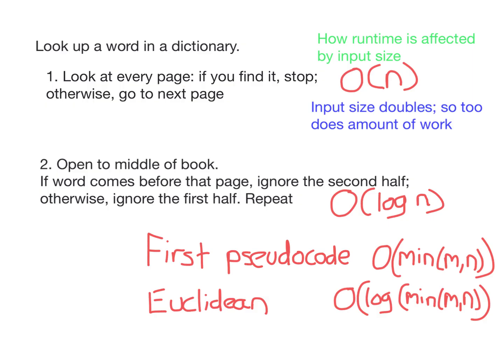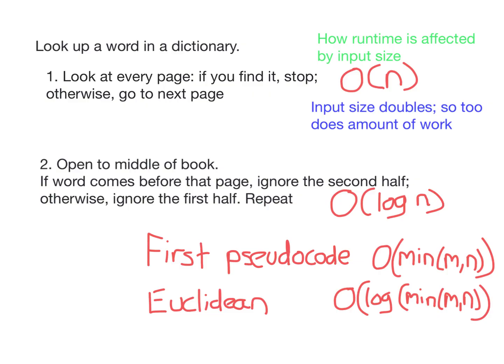You could look at every page. If you find it, stop. Otherwise, go to the next page. Or you could open up to the middle of the book. If the word comes before that page, ignore the second half, otherwise ignore the first half, and keep repeating until you find the answer.